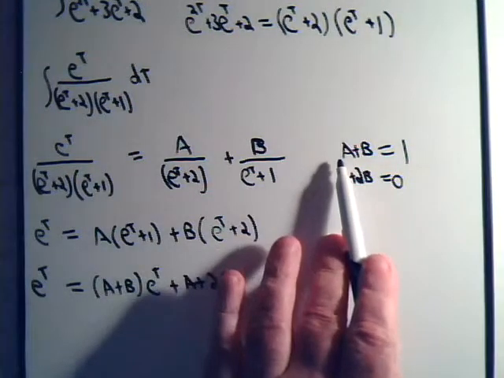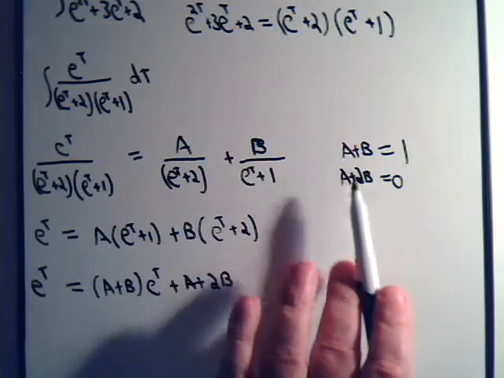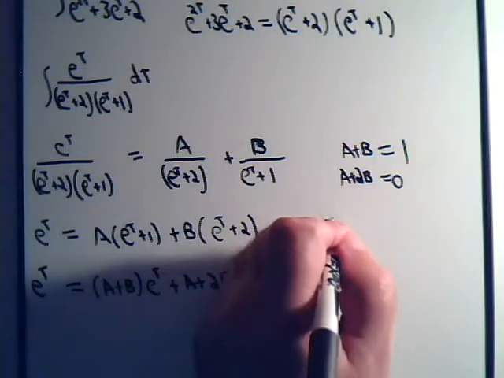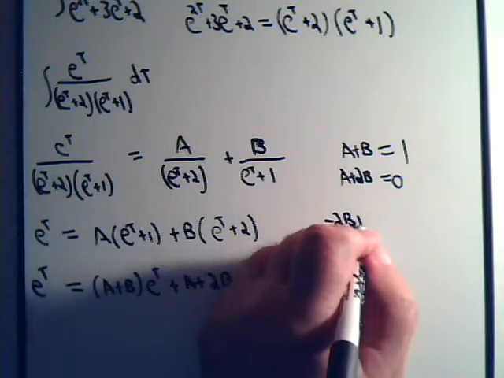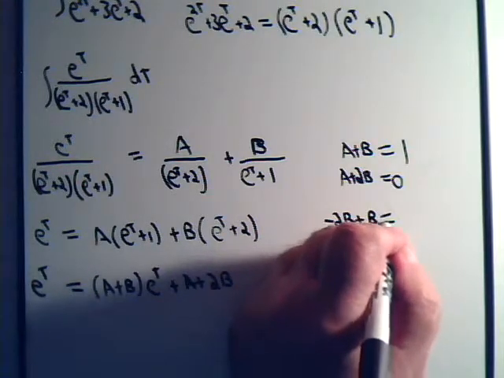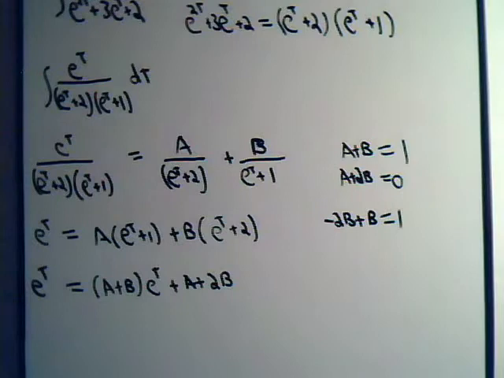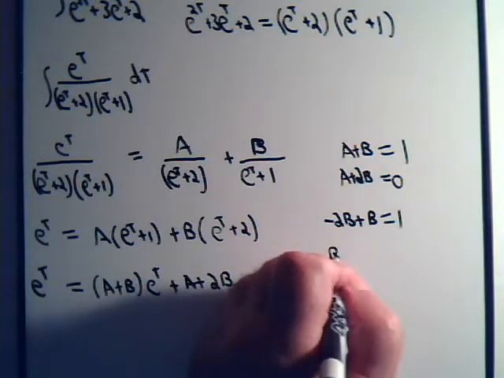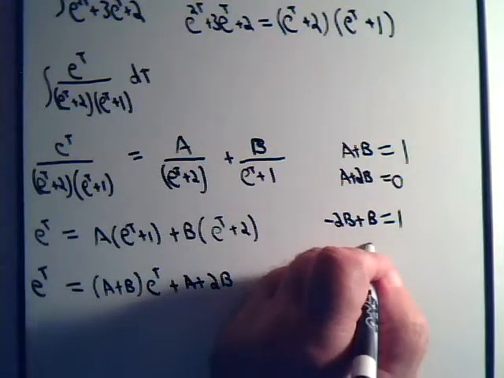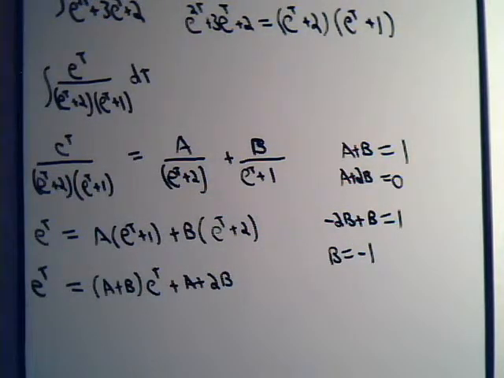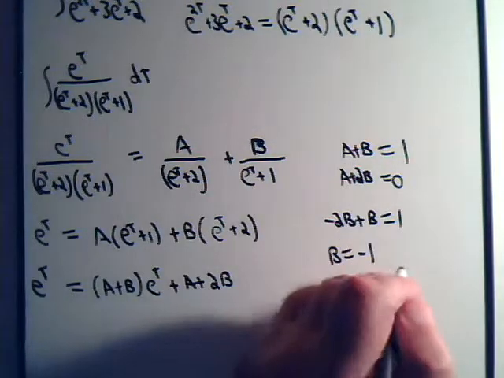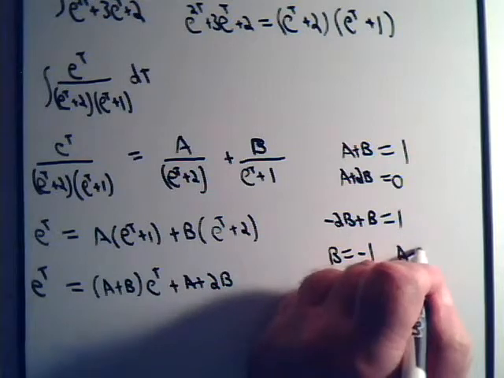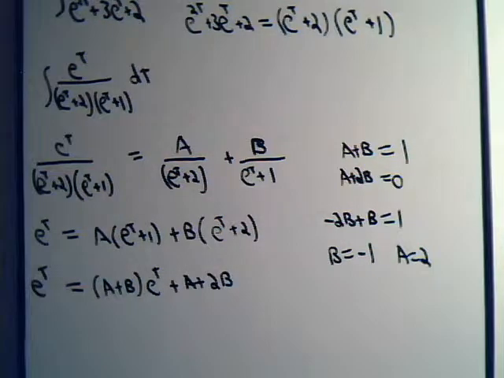Let's see, so we can write this part here as minus 2B plus B equals 1. So it looks like minus B equals 1, or B equals minus 1. So B equals minus 1, then A would have to equal 2 minus 1, which is 1. Okay.